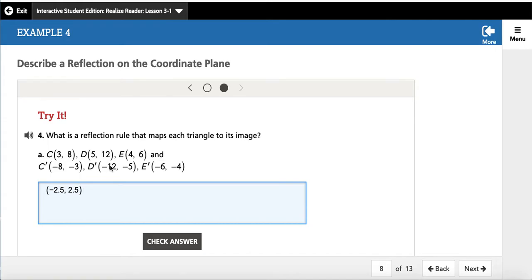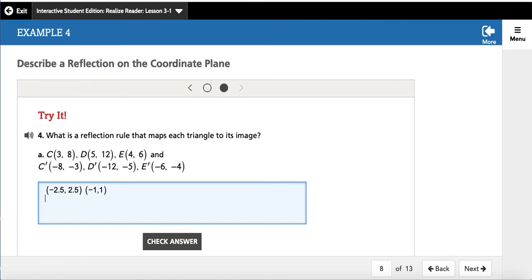I don't like the integers, so, oh, good, E. The midpoint between E and E prime is going to be an integer, so I'm going to use E. 4 plus negative 6 is negative 2. Negative 2 cut in half is negative 1. 6 plus negative 4 is 2. 2 divided by 2 is positive 1.